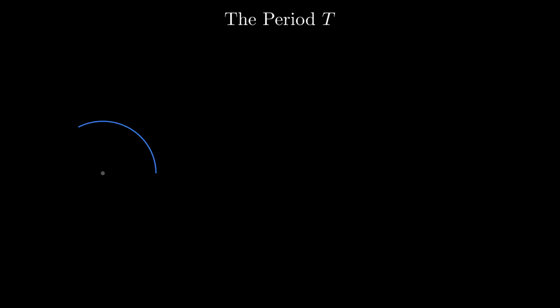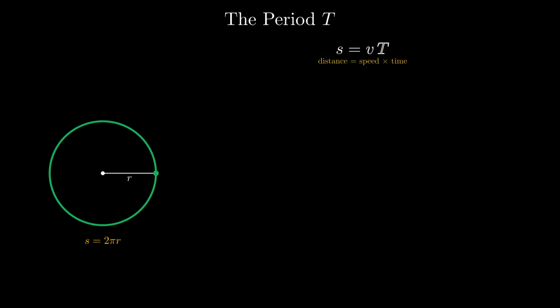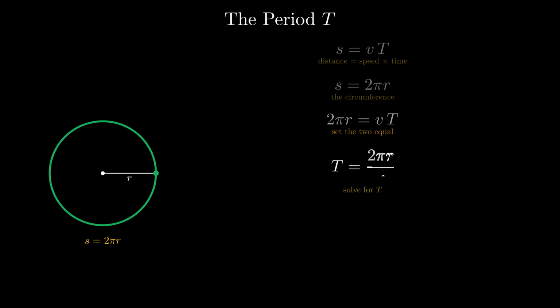Because the speed is constant, the time to complete one full orbit is also constant. We call this time the period, capital T. In one period, the object travels a distance equal to the circumference. Distance equals speed times time, so s equals v times T. That distance is the circumference, 2πr. Setting them equal, 2πr equals v times T. Now solve for the period. T equals 2πr divided by v.